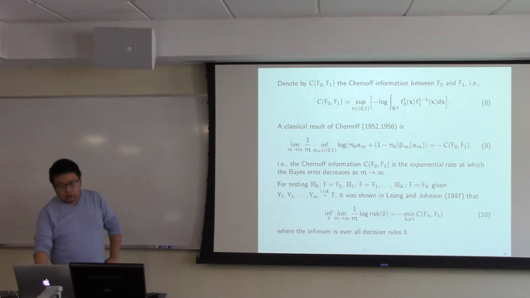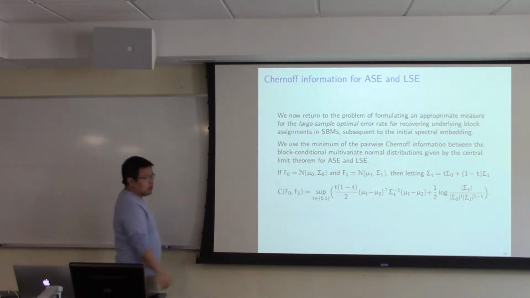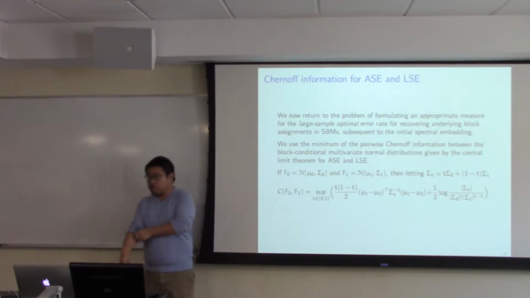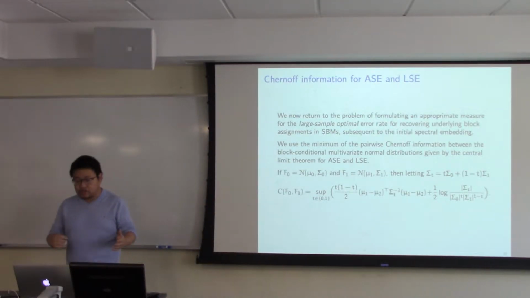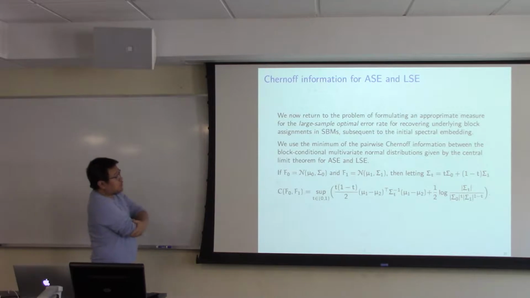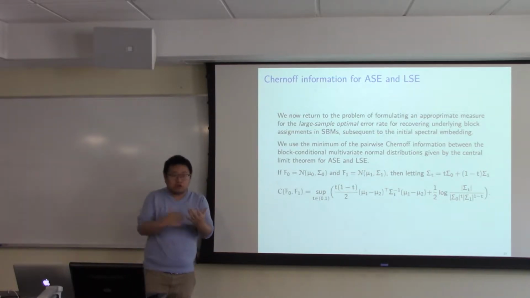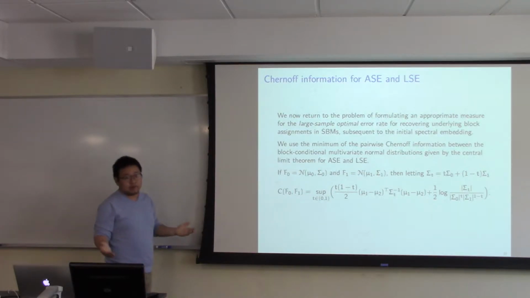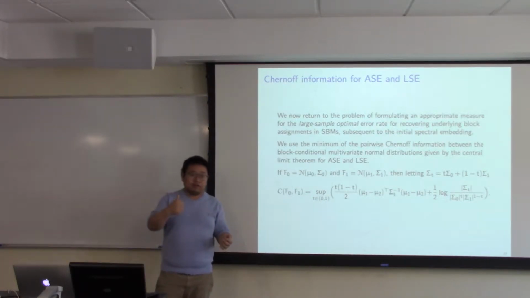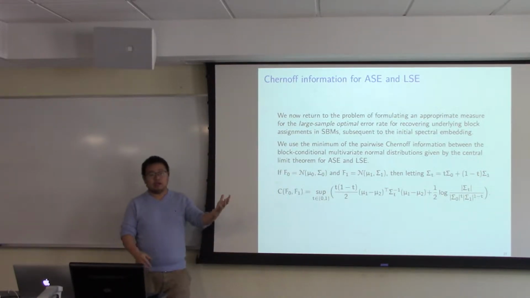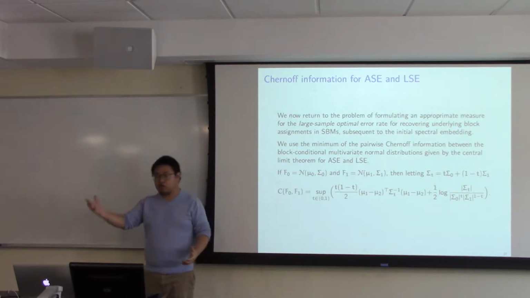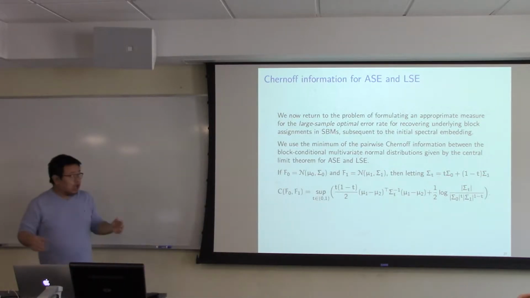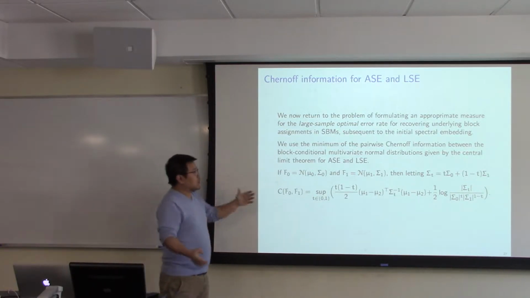Okay? So we now want to apply this to our embedding methods. We return to the problem of formulating an appropriate measure for the large sample optimal error rate for recovering our block assignments. Because we can think of this clustering problem as, God forbid, a hypothesis testing problem. Given a data point, or given m new data points, does it come from one distribution, which is one block, or from another distribution, which is another block? And if you have m blocks, you can make it the m-ary version of the problem we said earlier.